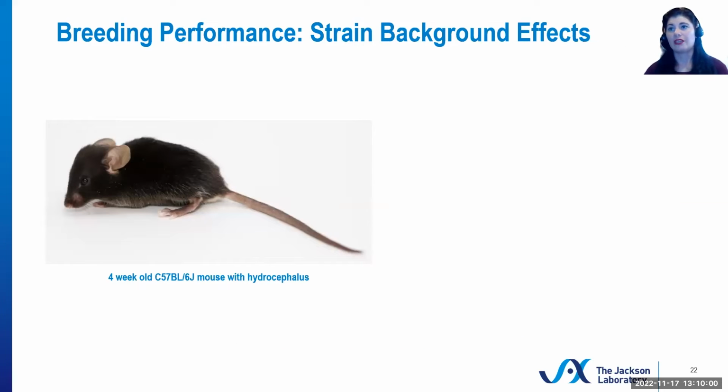Strain background can have effects on many factors that influence your colony management, such as birth defects. Certain birth defects occur more frequently in some strains than others. C57 Black 6 has a higher than average incidence of things like hydrocephalus and malocclusion.